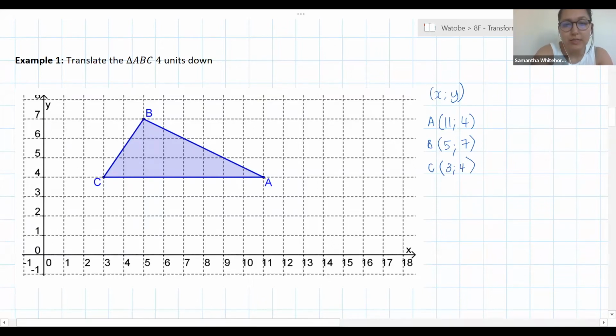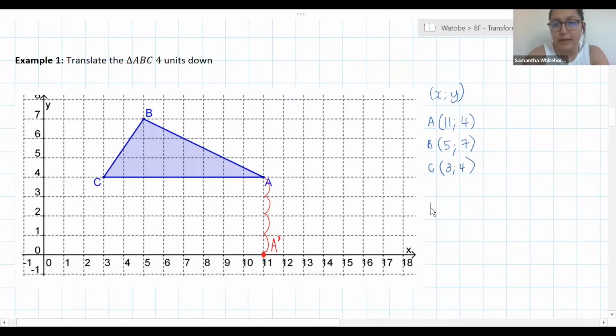So this coordinate A needs to move, whoopsie daisies, 1, 2, 3, 4 units down. So this coordinate A is now going to sit on the x-axis at 11, 0. Okay, now when we label this new point, we label it A dash, so with an apostrophe above it. And what that little apostrophe means is that the original point A has been transformed in some way.